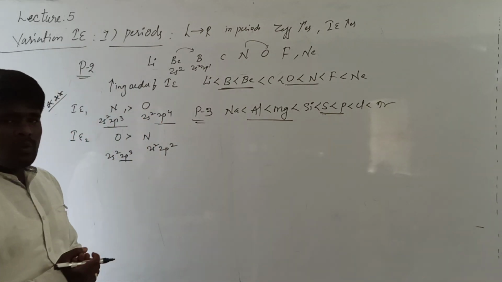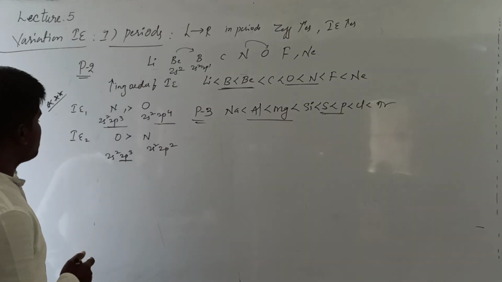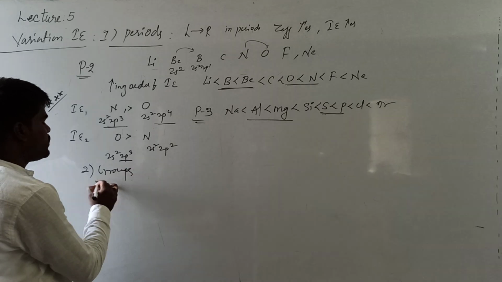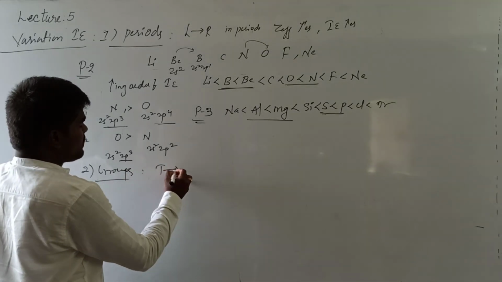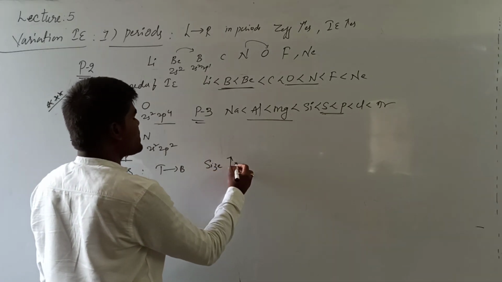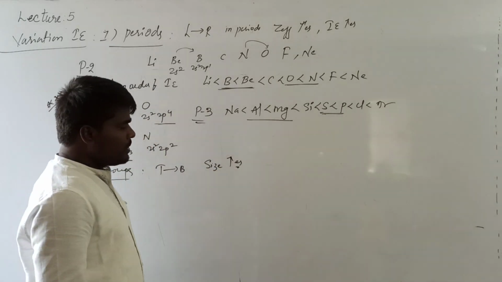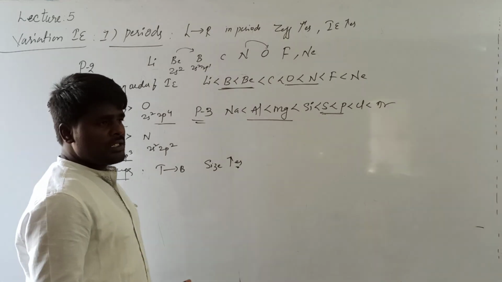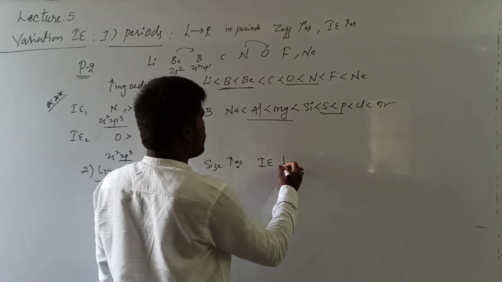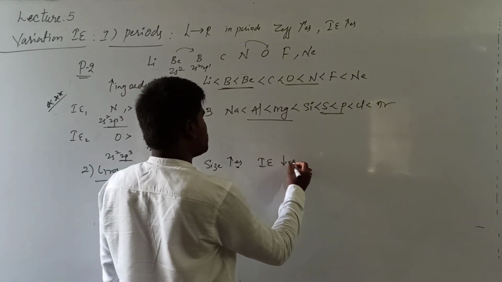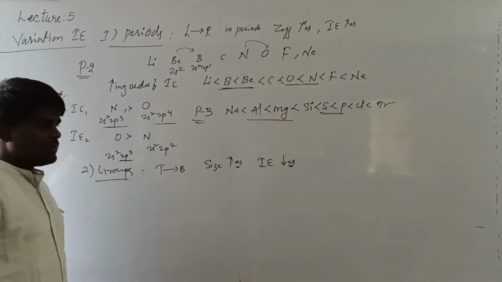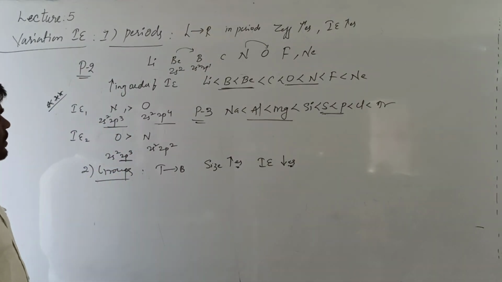This is in the case of periods. If you are talking about the variation of ionization energy in groups, from top to bottom in groups, what happens? Size increases. If the size increases, what happens to the ionization energy? Ionization energy is inversely proportional to the size, so the ionization energy has to decrease. Right? This is the variation in the case of groups.